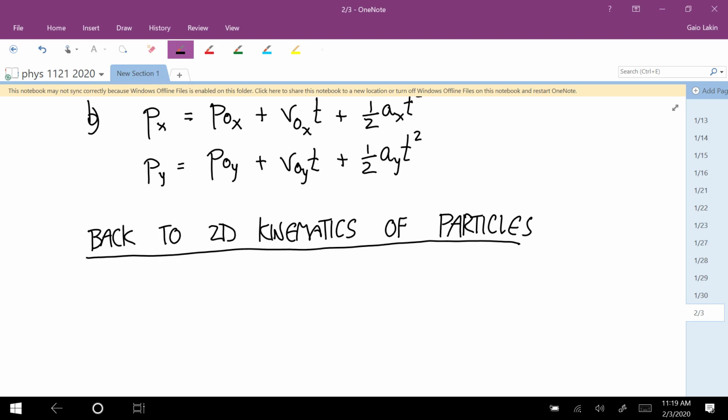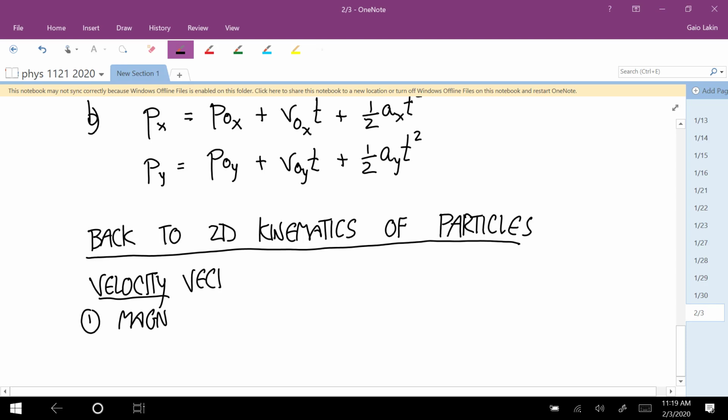And remember what we learned last time, to sort of summarize it, is that for the velocity vector, the magnitude is the speed. I'll write vector up here just to be explicit about that. So the magnitude is the object's speed. And the direction of the velocity vector is the object's direction of motion at that instant.